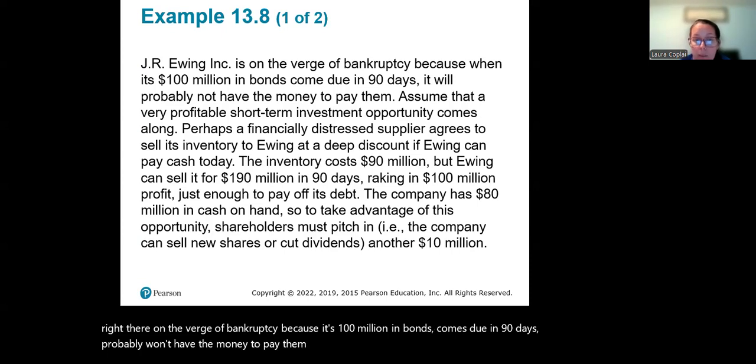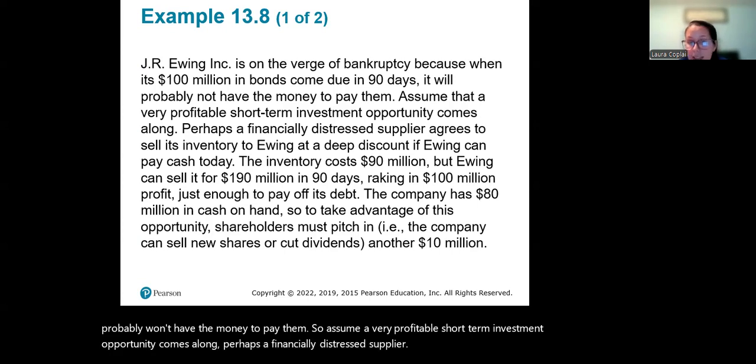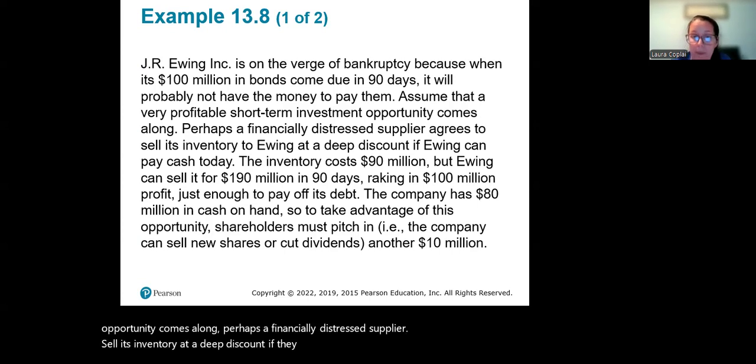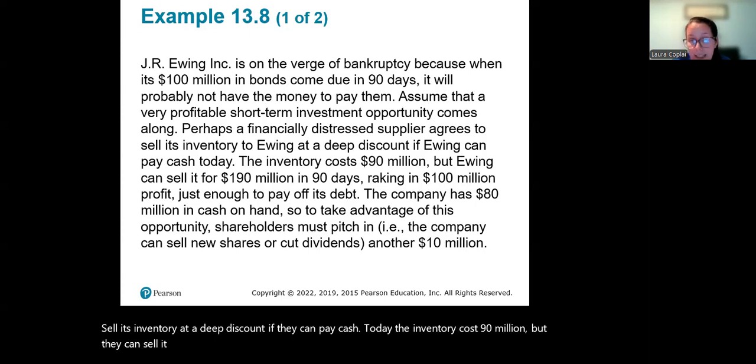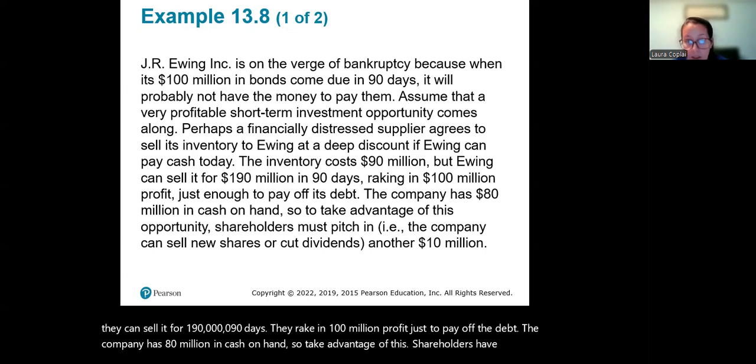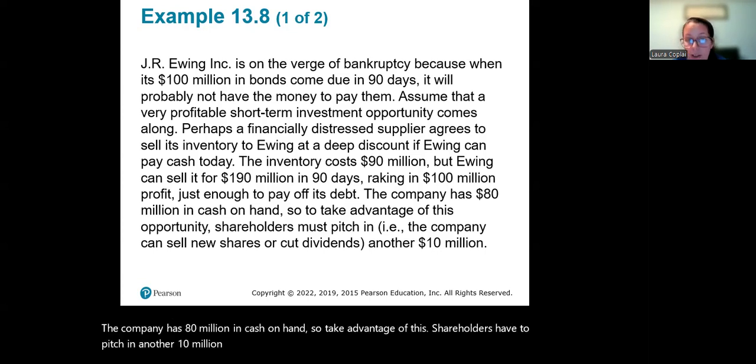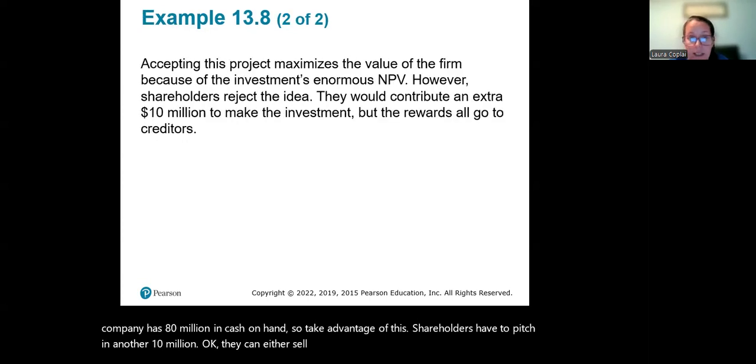So assume a very profitable short-term investment opportunity comes along. Perhaps a financially distressed supplier agrees to sell its inventory at a deep discount if they can pay cash today. The inventory costs 90 million, but they can sell it for 190 million in 90 days. They rake in 100 million, just enough to pay off the debt. The company has 80 million in cash on hand, so take advantage of this. Shareholders have to pitch in another 10 million, okay? They can either sell new shares or cut dividends.